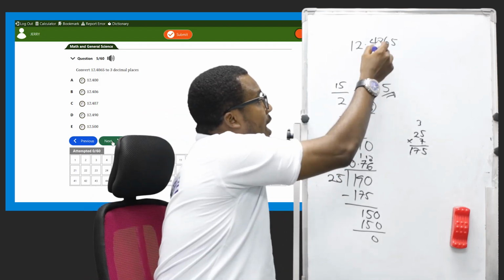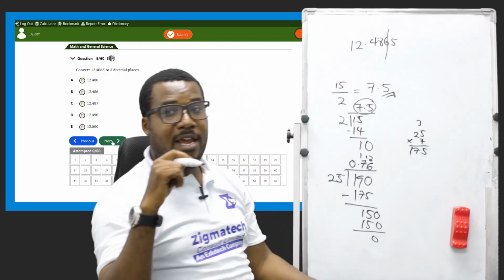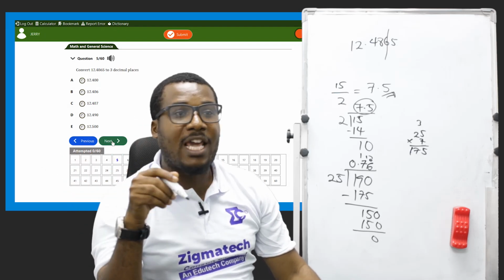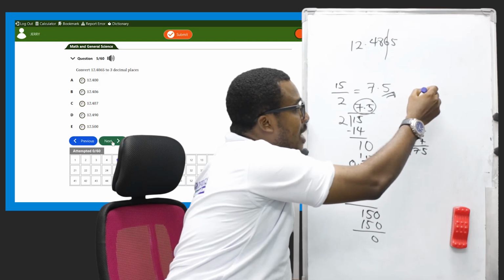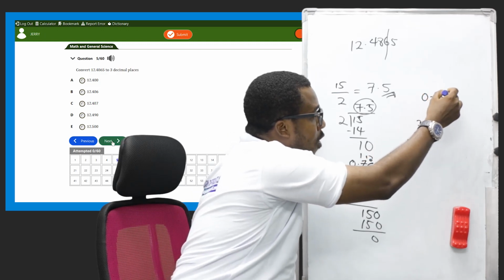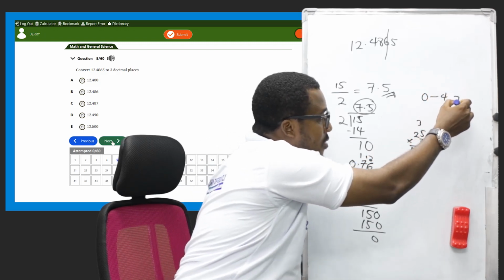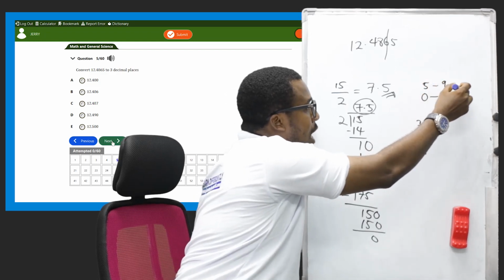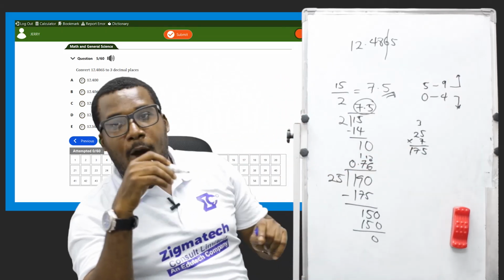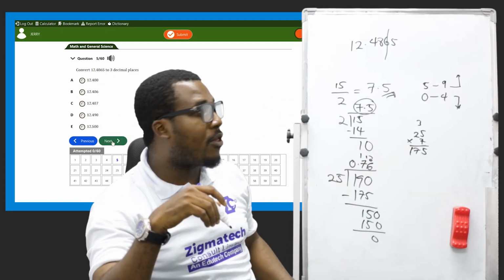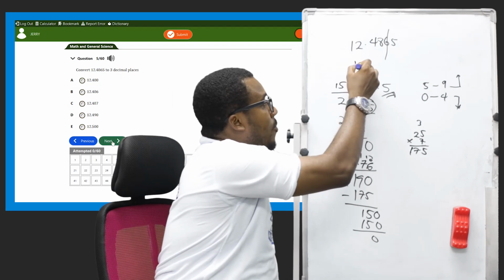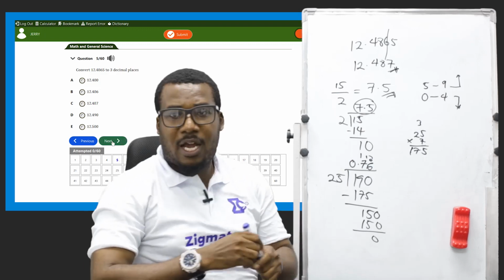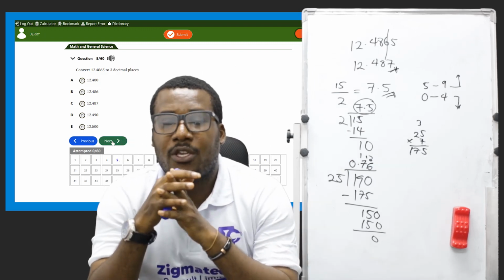We need 486. You cross a line here. Now the next number that comes after the 6, which is the one we don't need, you check if it falls between this range. Now you must know that between 0 to 4, you round down. Between 5 to 9, you round up. So is the number up to 5? Yes, it is. Thus, you round up, and your answer now will become 12.487. Your answer in the question here is C.